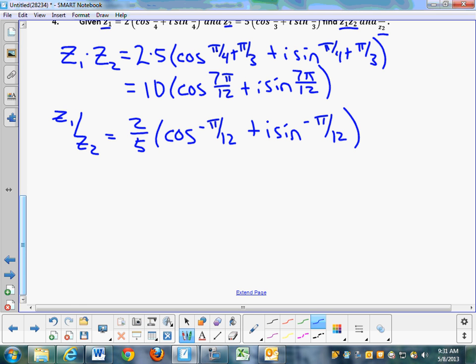Now, let's see what you remember. We can't have negative theta values. Do you remember your even odd identities from your sheet? Cosine of negative theta is equal to cosine of theta, so we could just drop the negative. And sine of negative theta is equal to negative sine of theta. So that's an even odd identity.